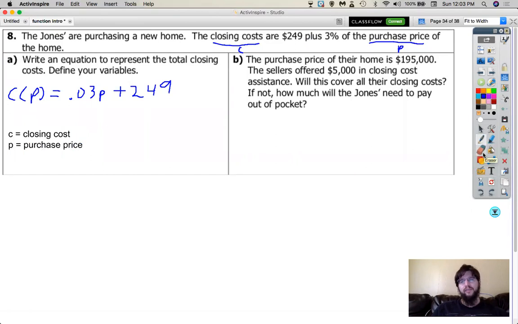The purchase price of their home is $195,000. The seller offered $5,000 in closing cost assistance. Will this cover all their closing costs? If not, how much will the Joneses need to pay out of pocket? So really what we need to do is figure out the closing costs for their home and then figure out if 5K is enough. Let's see. So the purchase price is $195,000. So let's find the closing costs. Plug it in, plug it in.